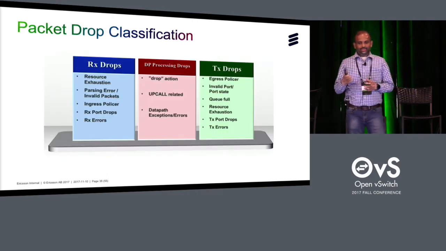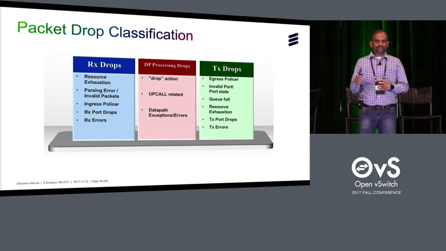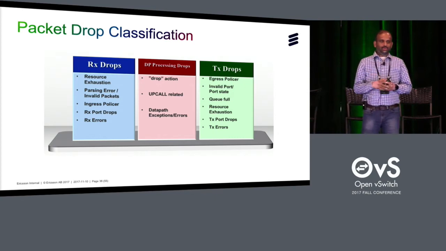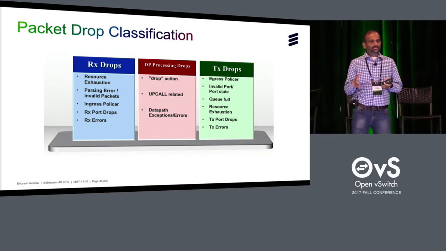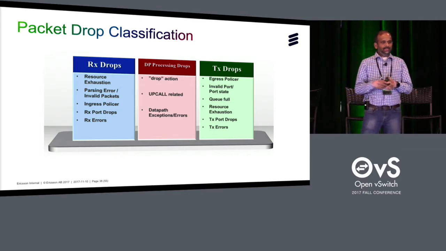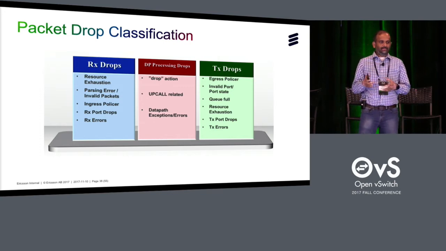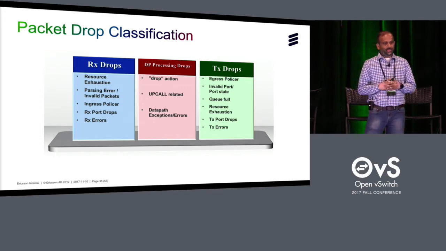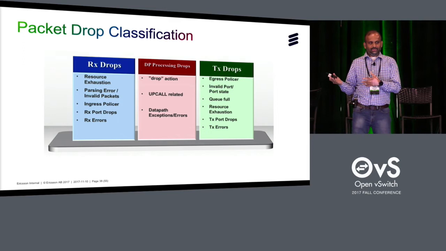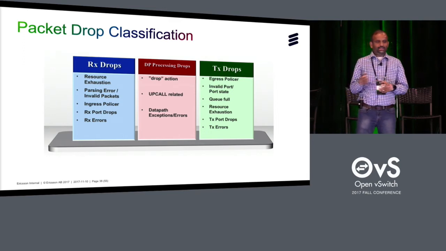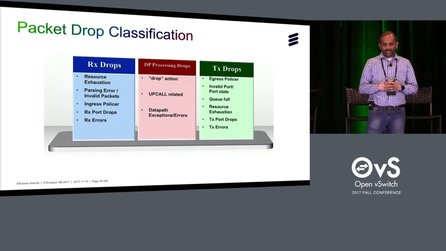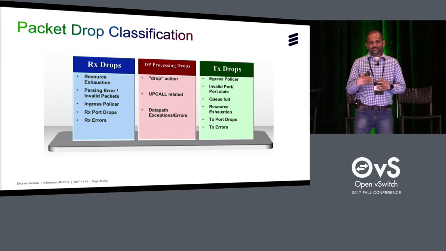So this is how the packet drop classification is being done. The RX drops account for all the packet drops happening till the initiation of the data path processing, and any drops happening during the data path are classified as data path processing drops, and drops happening after the data path processing are classified as TX drops. The categories under the data path processing are further classified.